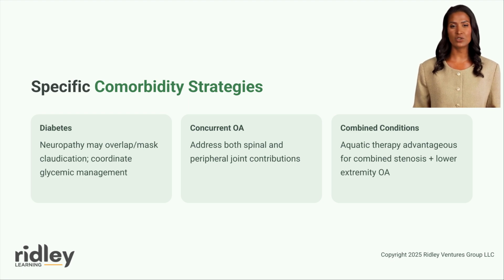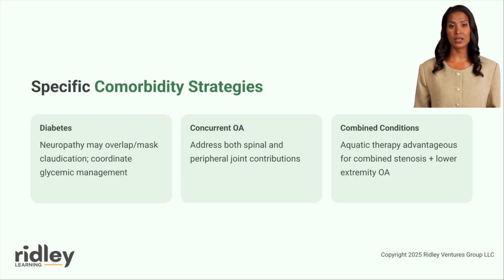Diabetes mellitus affects stenosis rehabilitation through multiple mechanisms. Diabetic peripheral neuropathy may contribute to lower extremity symptoms that overlap with or mask neurogenic claudication, complicating assessment of stenosis-specific treatment response. Impaired wound healing and infection susceptibility influence surgical candidacy and postoperative care. Glycemic control may fluctuate with changes in activity level, requiring coordination with diabetes management providers. Exercise timing relative to meals and insulin administration requires attention to prevent hypoglycemia during treatment sessions. Despite these challenges, exercise remains beneficial for diabetic patients and may contribute to improved glycemic control alongside stenosis-specific outcomes.